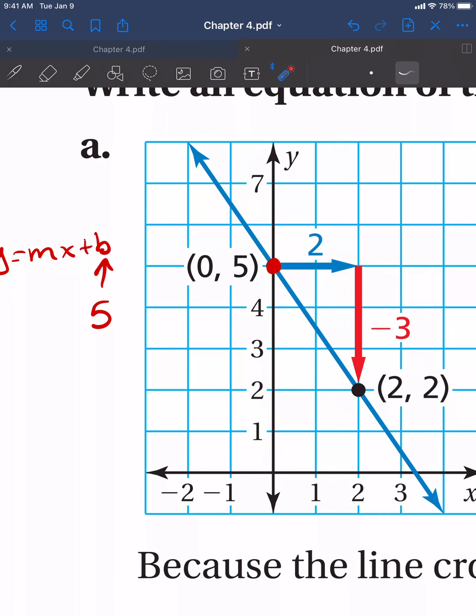So, what is the slope from this point to this point? How many do I go up? 3. I go up 3, right? How many do I go over? 2. Now, which way did I go? I went left, which means it's going to be -2. There's your slope.